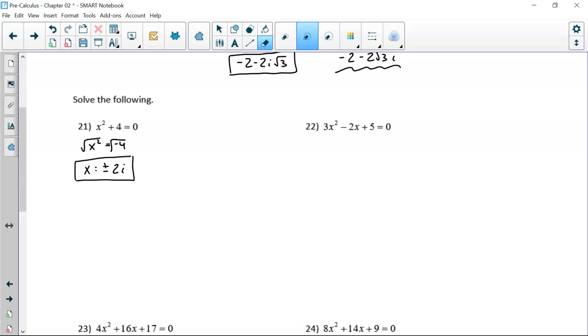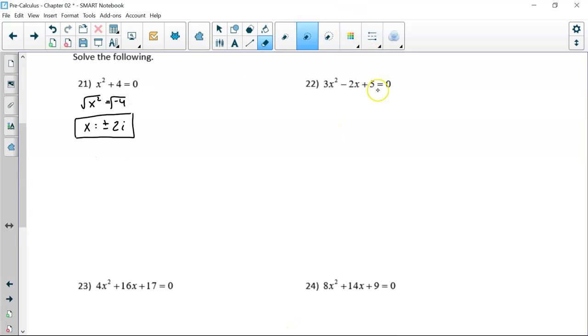For number 23, I'm looking at it and I know I can't factor it. You can always check to see if it's factorable with b squared minus 4ac. Negative 2 squared minus 4 times 3 times 5. 4 minus 60 is negative 56. It's not a perfect square and it's negative, which tells us we're going to have an imaginary solution. So we have to use the quadratic formula.